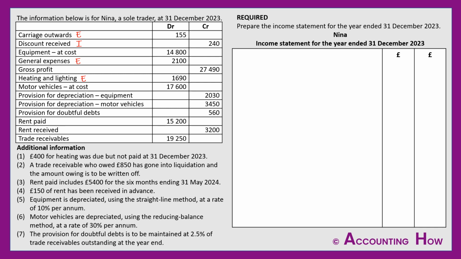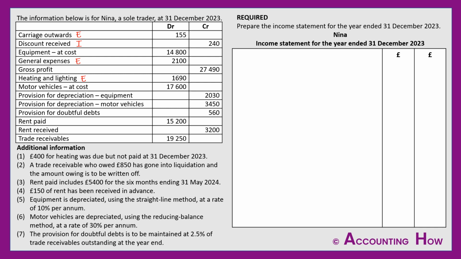But then these balances will end up in the SFP again, in the statement of financial position. Provisions for depreciation, the balances don't go into the income statement, so I'll leave those for a minute. Provision for doubtful debts, similar to the provision for depreciation. This is the latest balance we've been given for her provision for doubtful debts, £560. Again, that won't go into the income statement, so I'll leave that for a minute.